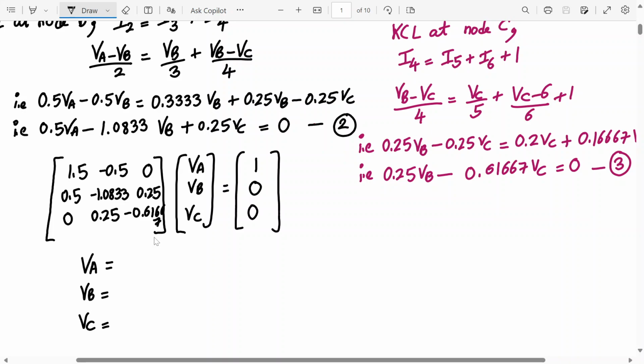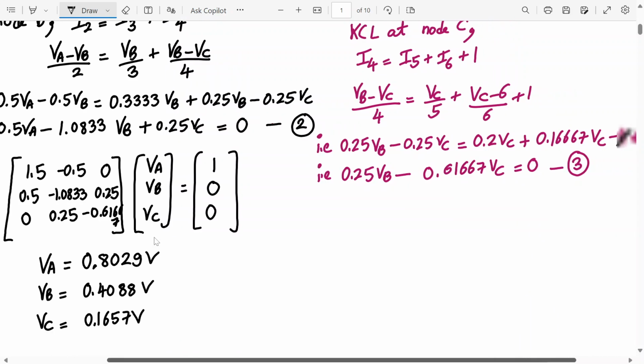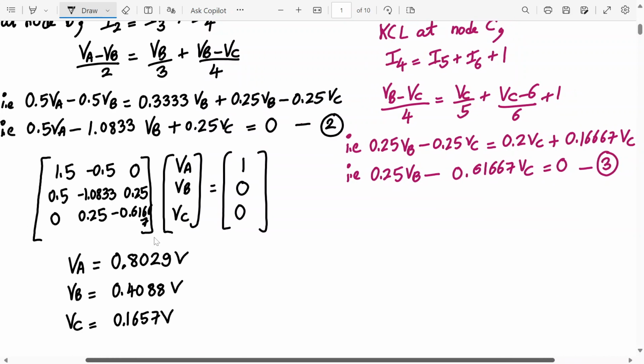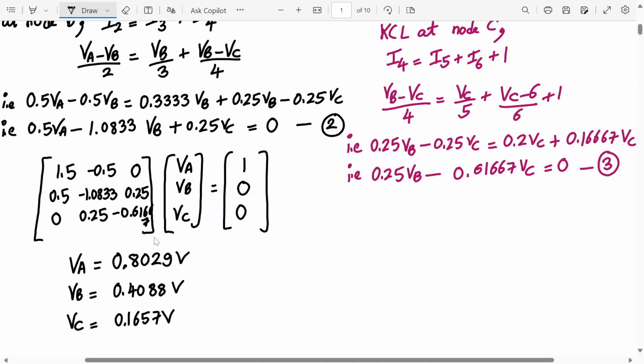So are you all getting VA as 0.8029 volt? Just cross check. VB is coming out to be 0.4088 volts and VC is coming out to be 0.1657. Just check. Are you all getting these answers? This is by solving 1, 2 and 3 simultaneously. So you have to use a calculator and get these values. Anyone got these values? Yes or no?